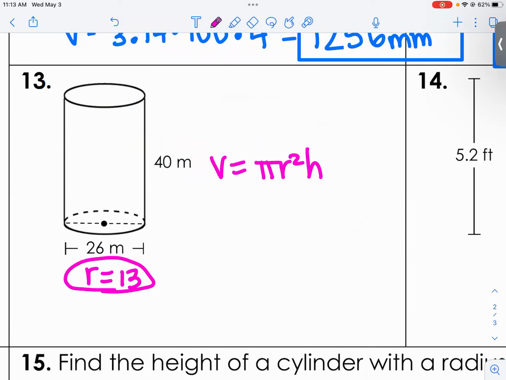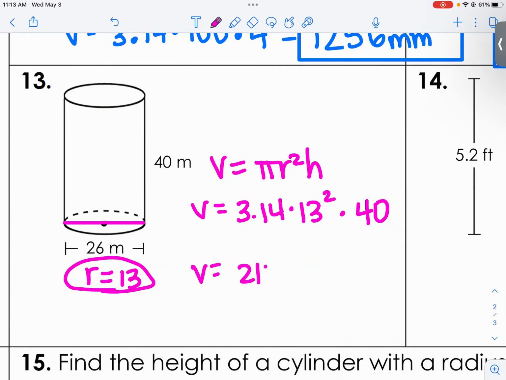Bronson, why did he do that? Okay, this dotted line goes all the way across our circle, which means it's a diameter. So our radius is really 13. So we have pi, which is 3.14 times 13 squared times 40. Now I'll let you put it in your calculator. 3.14 times 13 times 13 times 40.